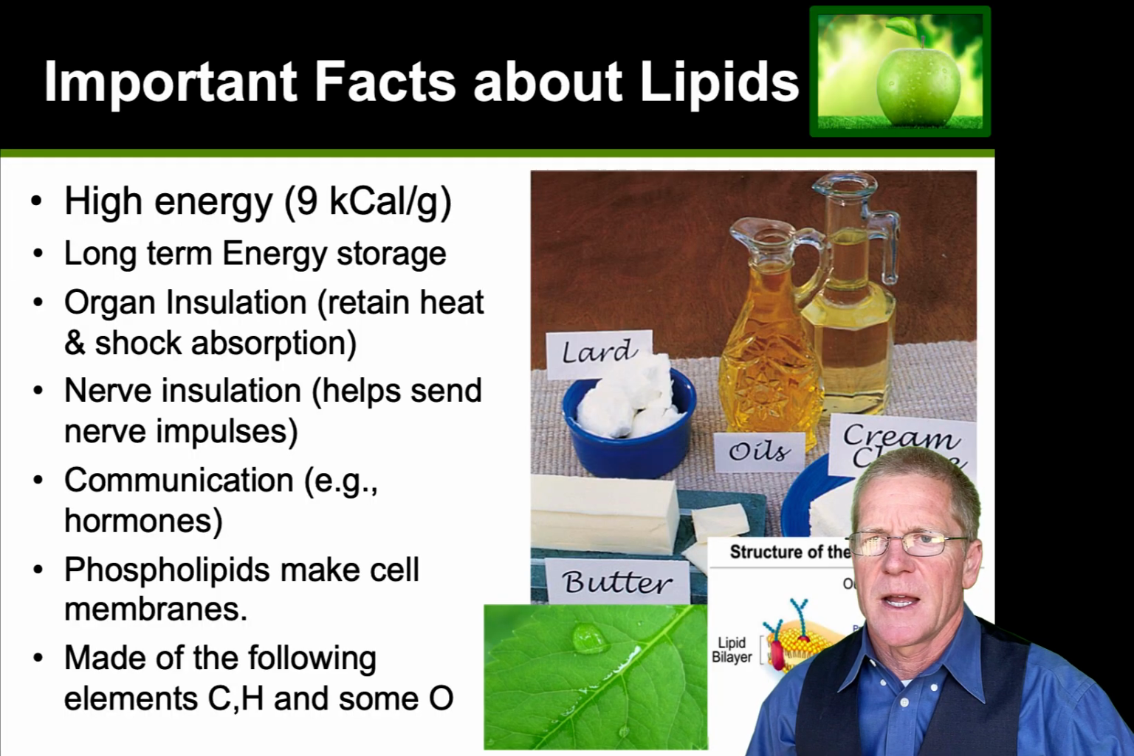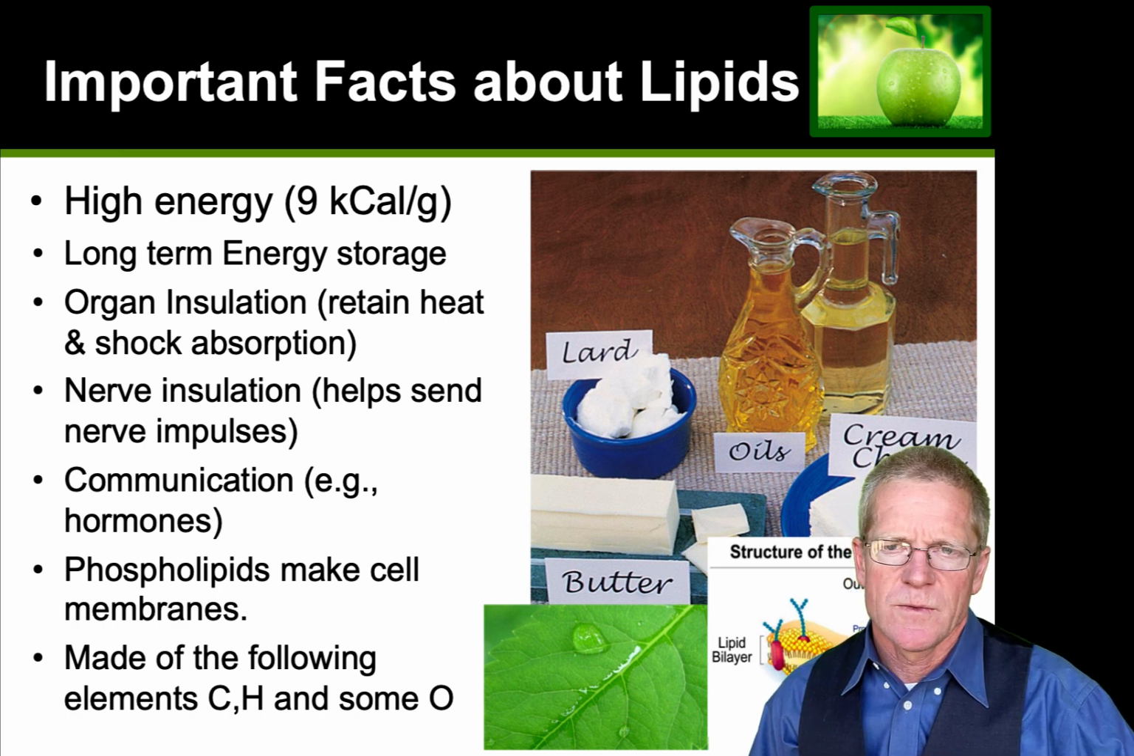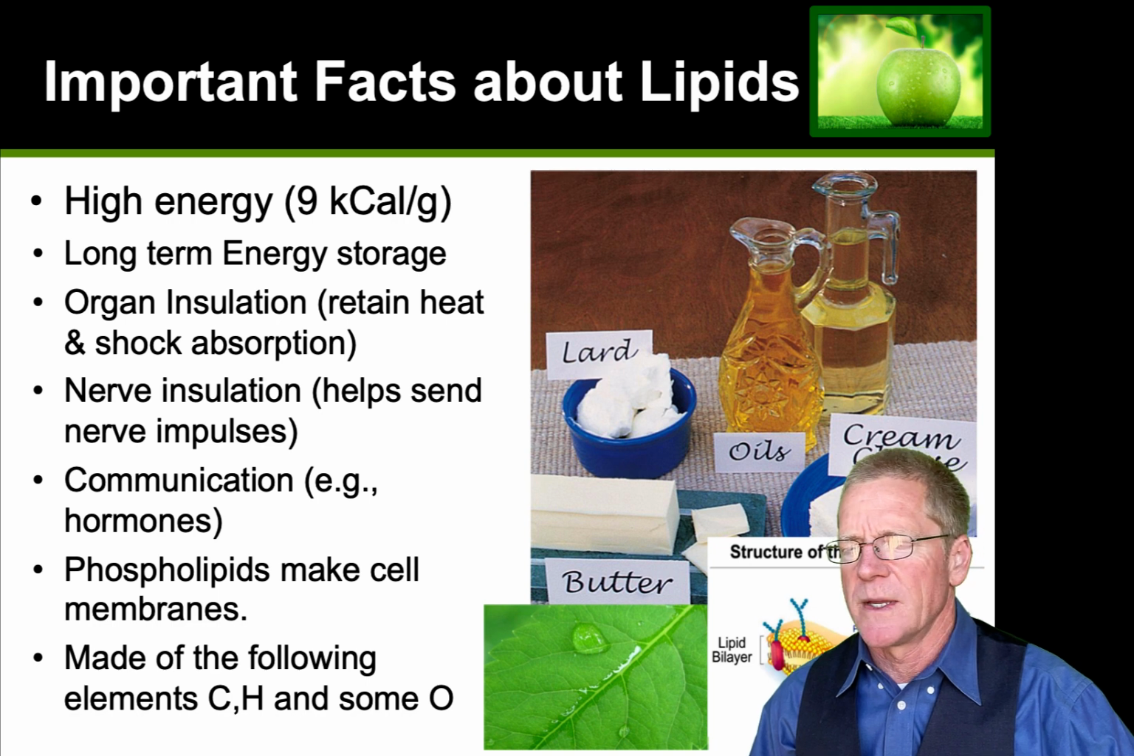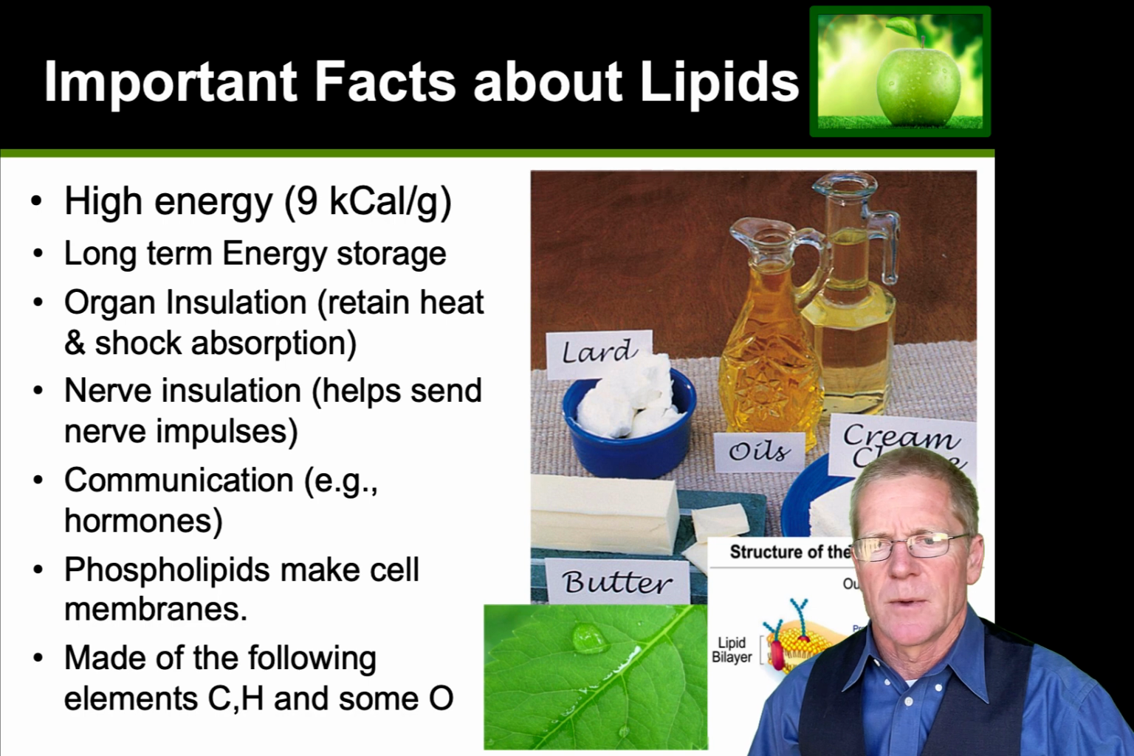Okay, let's talk about fats. Fats are used for long-term energy storage. They're also used for insulation of our organs and nerve insulation. And fats are essential as hormones for communication and for making up cell membranes. Fats are mostly made up of carbon and hydrogen with just a little bit of oxygen.